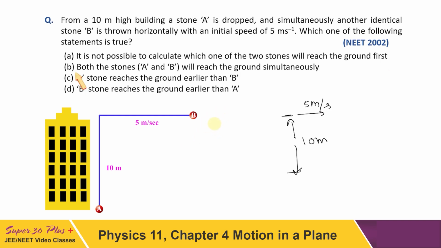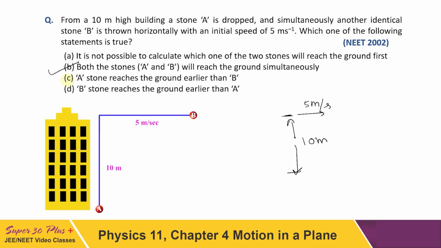The second option is, both the stones will reach the ground simultaneously. Yes, this was correct as in the previous question. A stone reaches the ground earlier. No. If B is correct, C and D cannot be correct. So this time option B is correct.